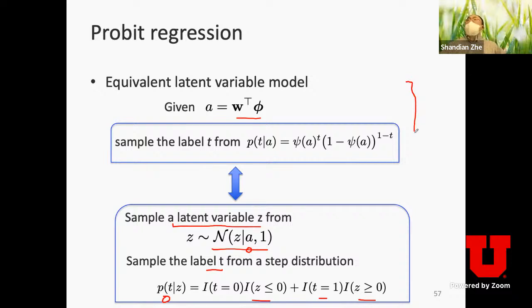That means if you want to do Bayesian inference, we can augment our model with this z, right? Because you have a Gaussian prior with z, and given z, you will have this step distribution. So the posterior distribution is relatively easy to calculate. And you see that it's essentially a truncated Gaussian. It's much easier for the posterior inference. But for the logistic regression, actually there's no analytical form of the posterior distribution. You have to do some kind of approximation. That's why probit regression is also very popular.